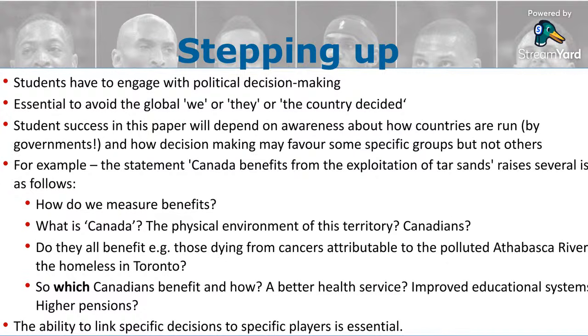Now, I've put here, students have to engage with political decision-making. Whatever the issue is in this paper, it's really important that you don't talk about we or they or the country decided. Really engage with who those players are. It is you to really step up. Why did TNCs do this? Why are certain countries making the decisions that they made linked to the particular issue? Really begin thinking about it. The ability for you to link decisions to specific players is essential. I'll say that again. Your ability to link specific decisions to specific players is essential.